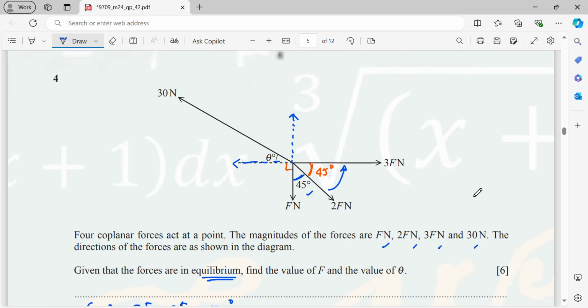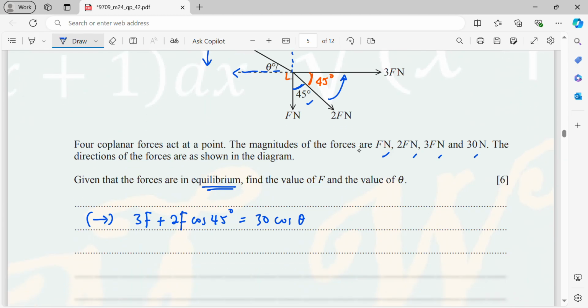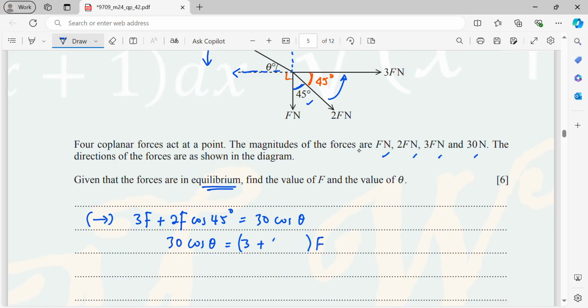And then at the same time, I resolve the 30 newtons towards the theta degrees. That is cos, so this is going to be 30 cos theta. Then from here, I will say 30 cos theta equals 3F, I will take out the F at the back, plus 2 cos 45, which is 1 over square root 2. So I end up with (3 plus 2 over root 2)F. That is my first equation.